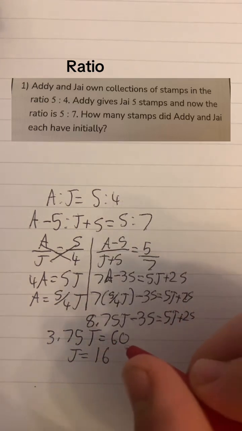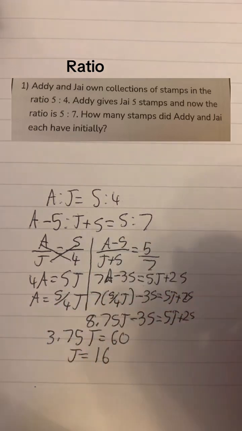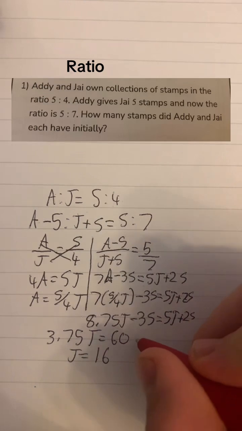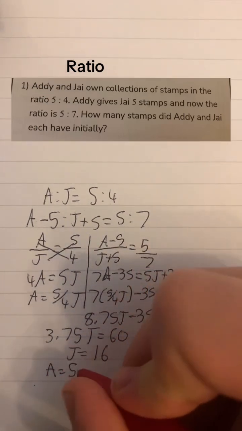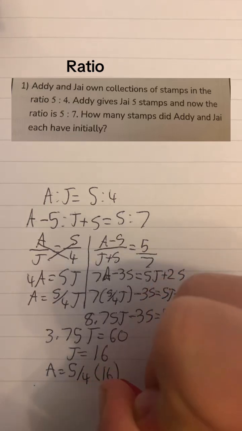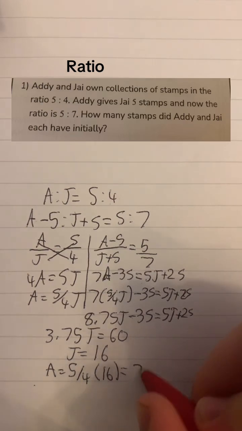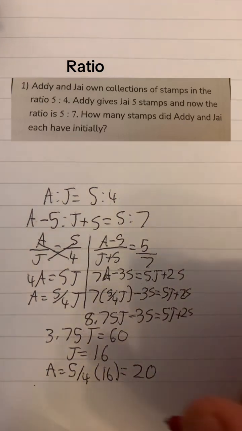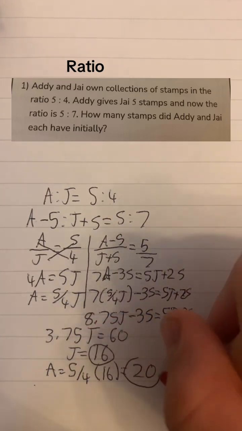So now we've got J, all we need is A, and all we have to do is substitute into this equation. So that means A equals 5 over 4 of 16, which equals 20. So J has 16 and Addy has 20.